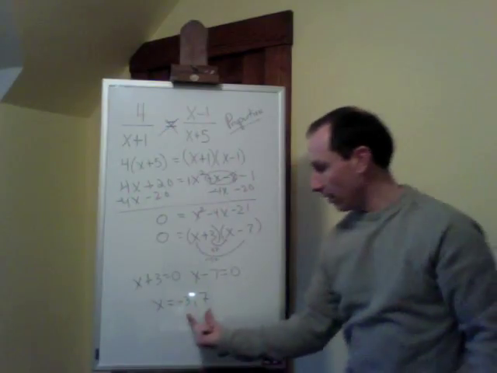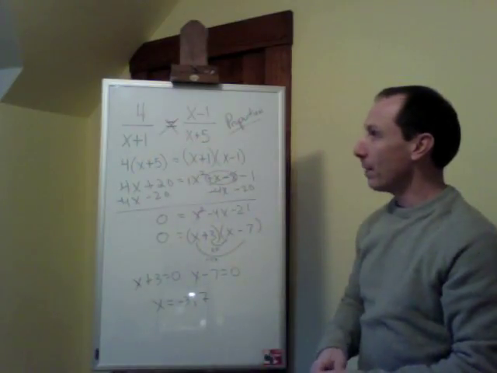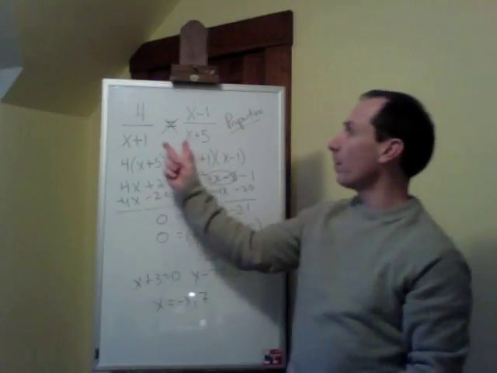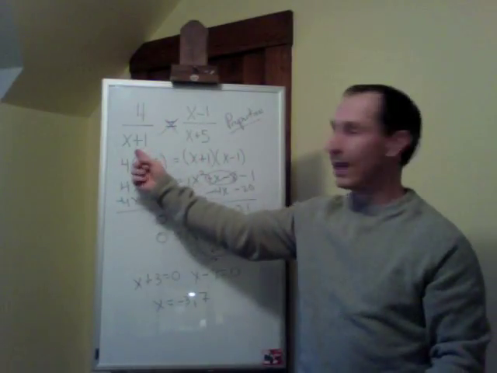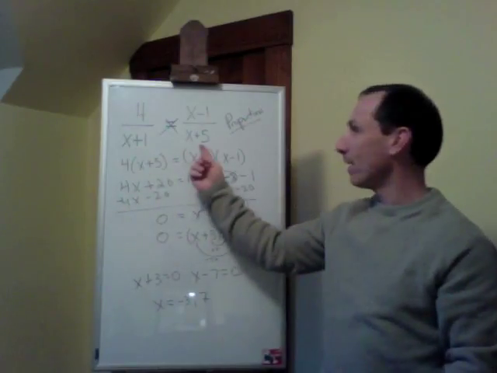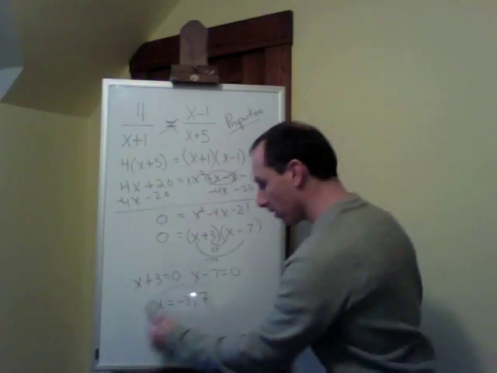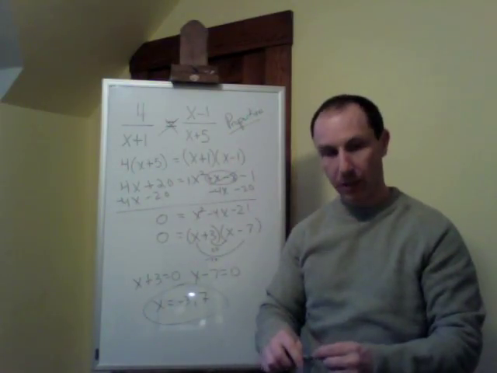Now I just need to check these two solutions in my original equation and make sure that it doesn't cause either of these denominators to go to 0. And looking up here, it's almost as easy just to say, well, what two numbers would make it go to 0? -1 would make this side go to 0. -5 would make this side go to 0. Neither of these are those numbers. So there's our solution. x equals -3 and x equals 7.